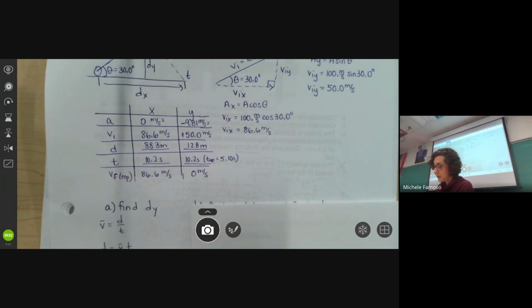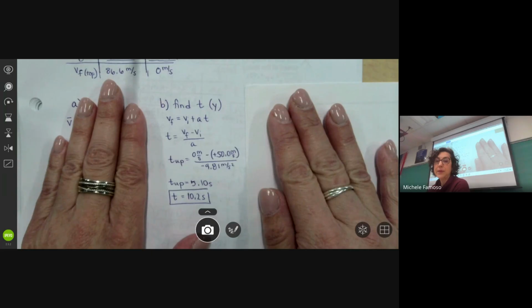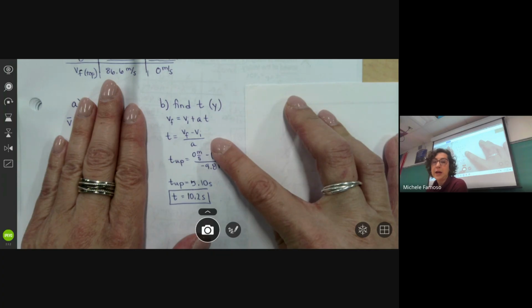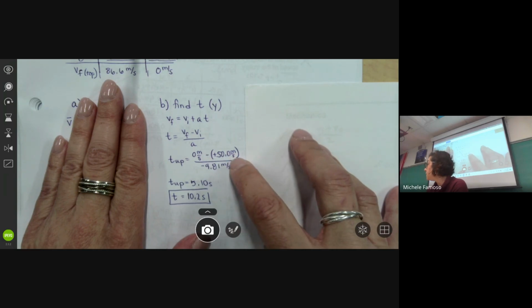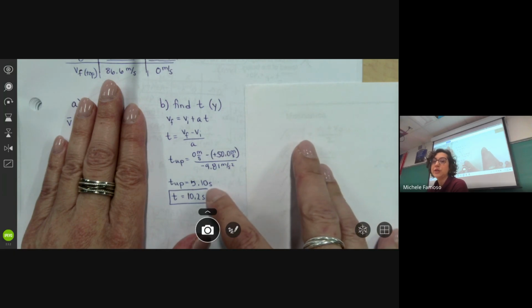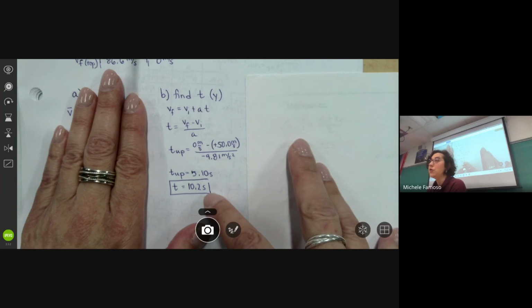So the first thing we're going to ask you to find in this question is dy. But before you can get the dy, you have to get your t. So I'm going to do that first using the vertical direction. Using VF is VI plus at, so t would be VF minus VI over a. In the vertical direction, it stops at the top. So the VF would be 0 meters per second minus the positive 50.0 meters per second over negative 9.81 meters per second squared. That gives you a time up of 5.10 seconds, which means you're going to double that to get the total time of 10.2 seconds.